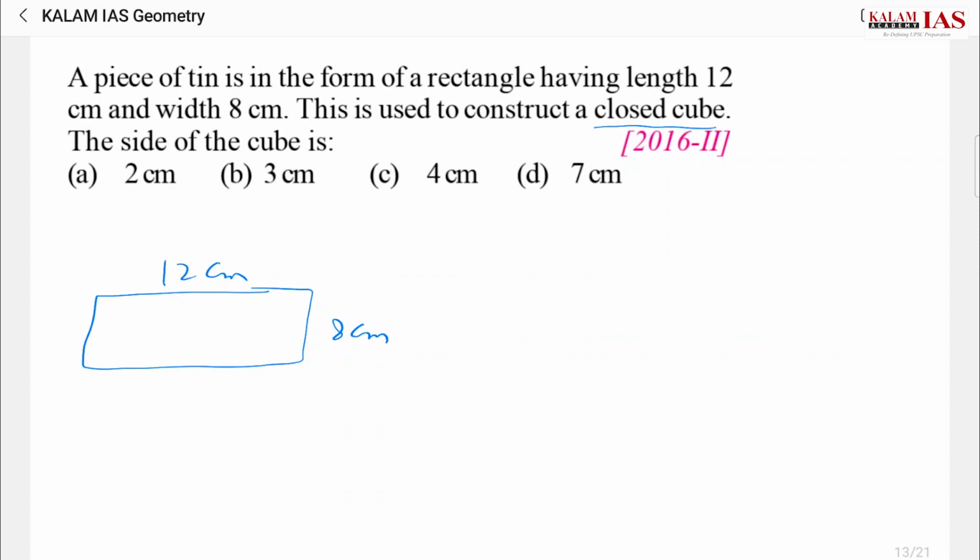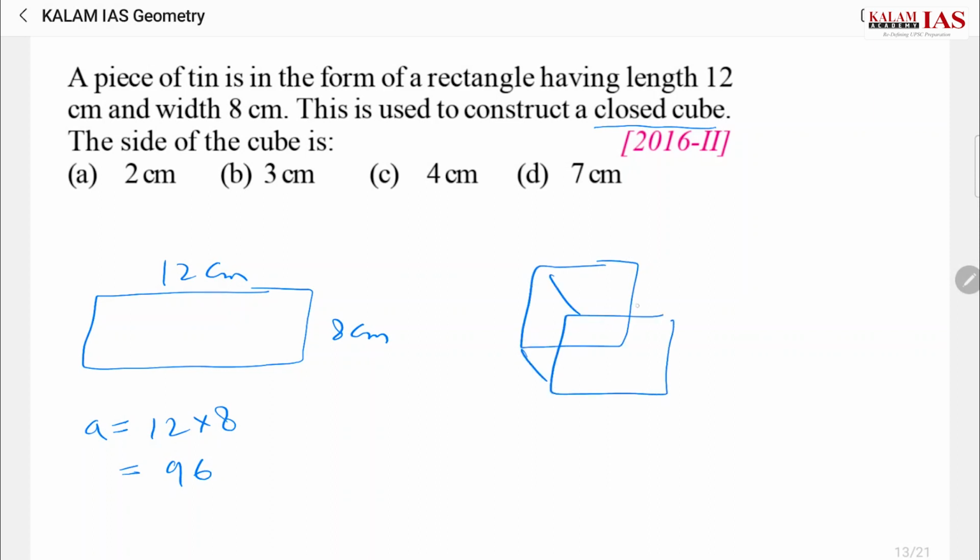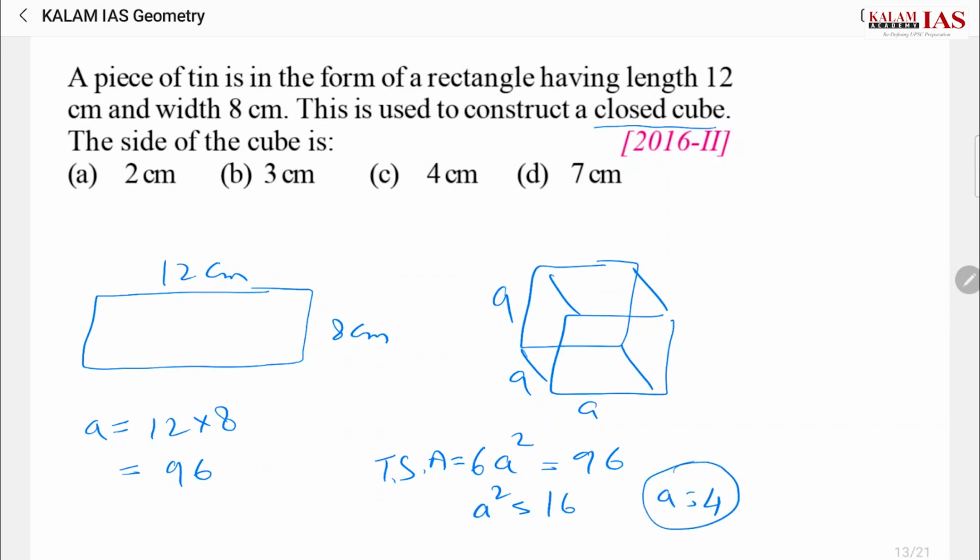Now the area of this rectangular tin is 12 into 8, which equals 96. And as we have seen before, the surface area of a cube is 6a square, where a is the side of the cube. The total surface area 6a square equals 96. So a square equals 16, a equals 4. So the side of the cube will be 4 centimeter.